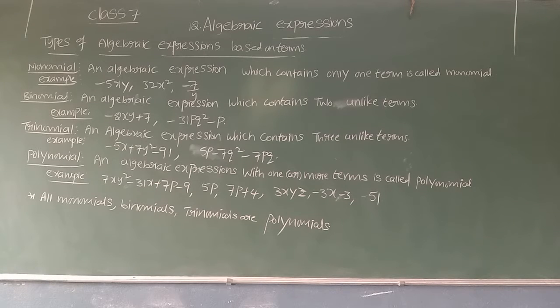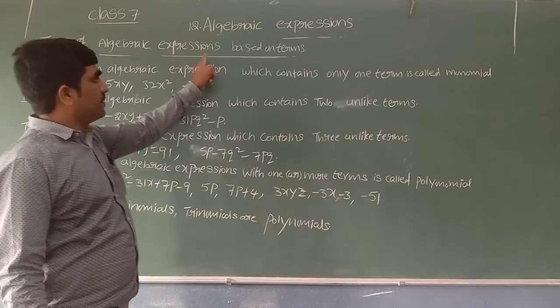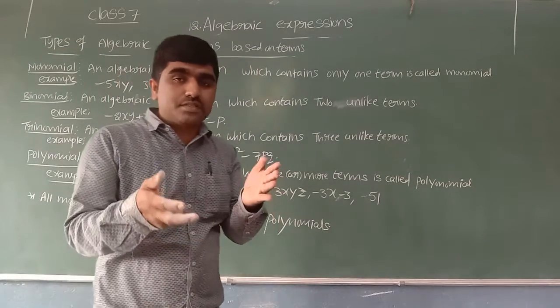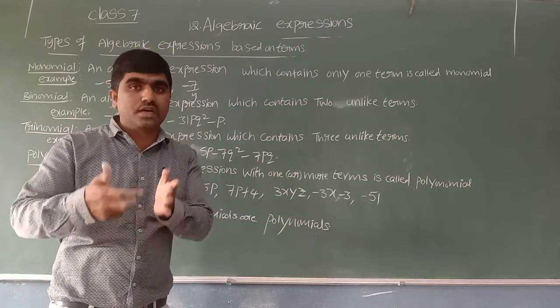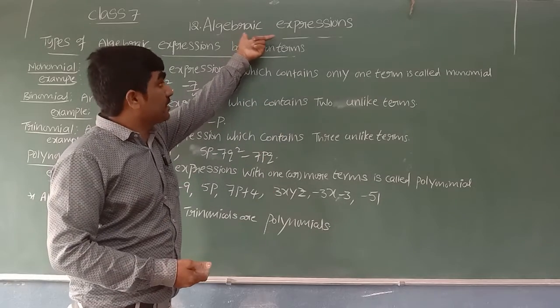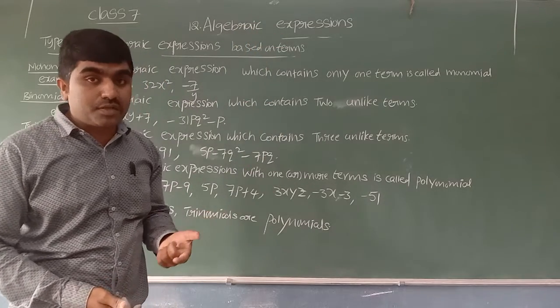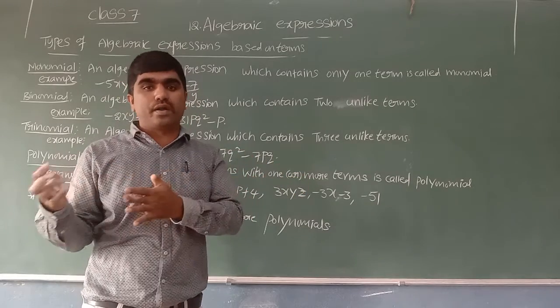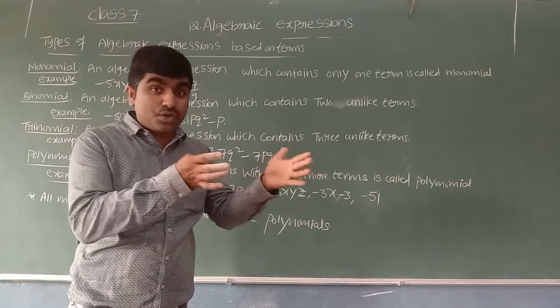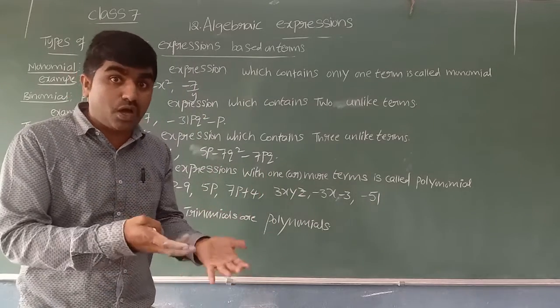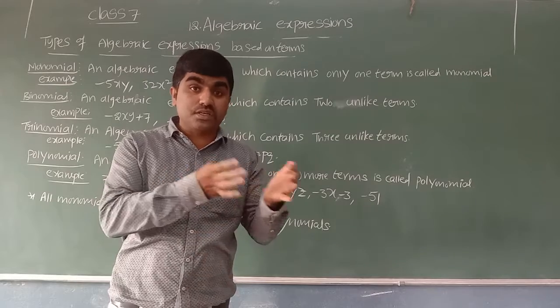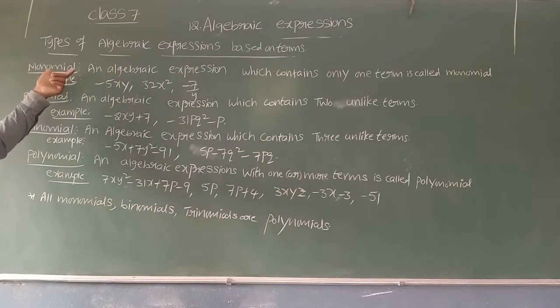Yes, children, let's see some more basic concepts from algebraic expressions. Now let's see the types of algebraic expressions based on terms. We are giving the name based on the terms, like if it has one term, two terms, three terms. An algebraic expression is nothing but a collection of terms or a single term. That collection may contain one term or two terms or three terms or a dozen terms. So based on the terms, we are going to give separate names. Let's see the first one, which is called monomial.